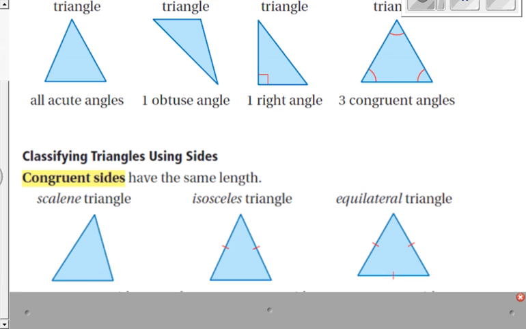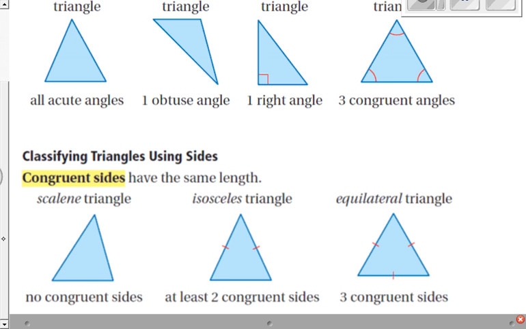Classifying triangles using sides. Congruent sides have the same length. So we have a scalene triangle, that means no congruent sides, or no sides are the same. An isosceles triangle means it has at least two congruent sides. And if you see the red tick marks on the triangle, you will see that those two sides are congruent. And the equilateral triangle has three congruent sides. So all three sides are congruent, or the same.